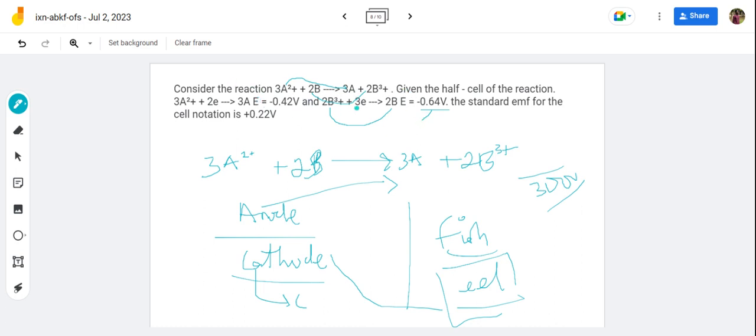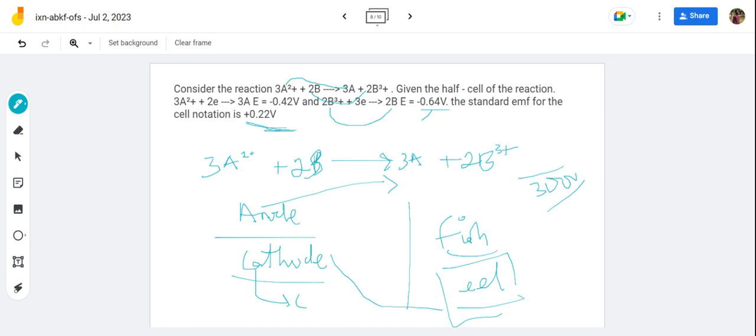They said the standard EMF is this, so you add plus 0.64 to minus 0.42. You know what that means? That will be 0.22. Yes, this is correct. Let me check the answer. Yeah, that's true.